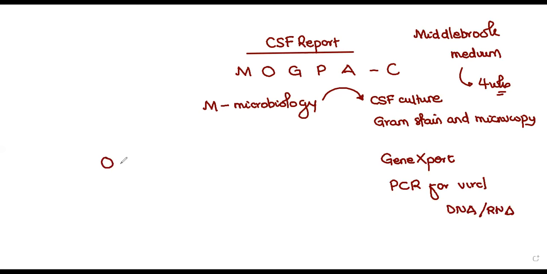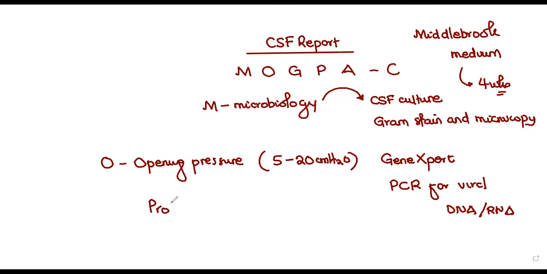Then O stands for opening pressure. So the normal opening pressure of CSF is from 5 to 20 centimeters of water. Then P stands for proteins. So this is where the chemistries begin. P stands for protein. So we want to know how much protein is in the CSF.